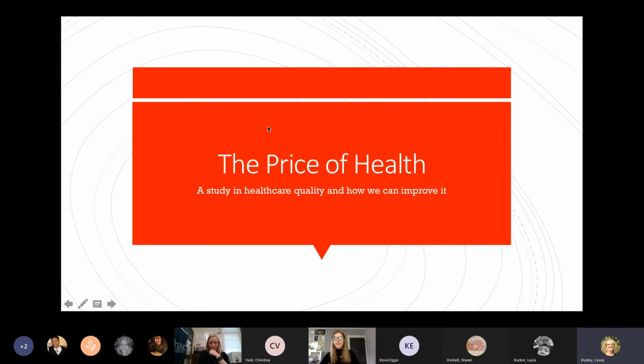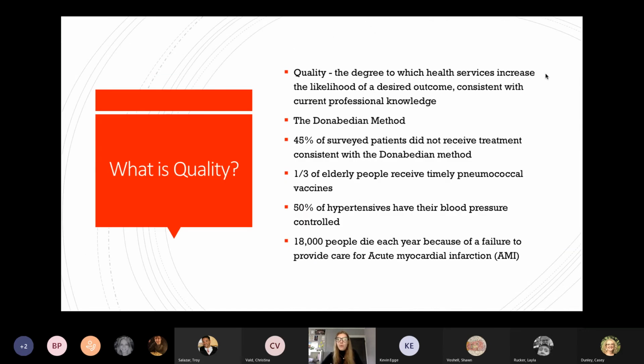Yes, it's very clear. Okay, so welcome to my presentation, The Price of Health, where we are going to take a deep dive into healthcare quality in the US and what we can do to improve it. So we need to start by defining what quality is. Quality is defined as the degree to which health services increase the likelihood of a desired outcome consistent with current professional knowledge. And we measure quality using the Donabedian method. There are 3 equal parts to the Donabedian method, which are structure, process, and outcome.